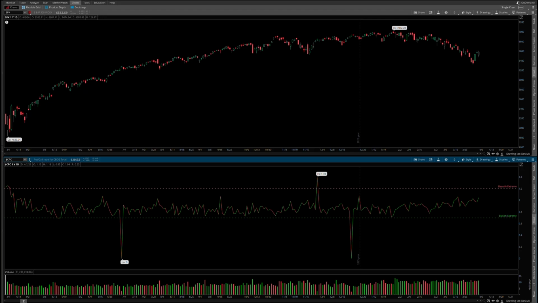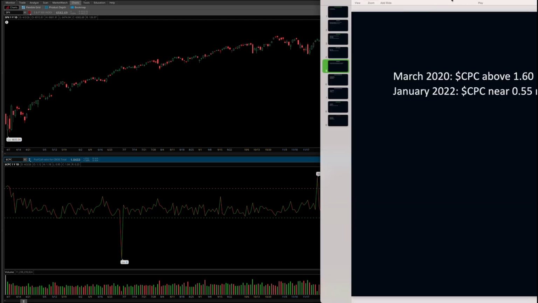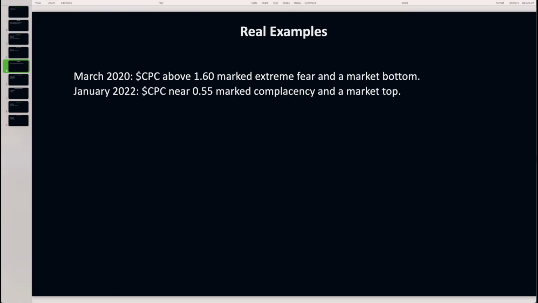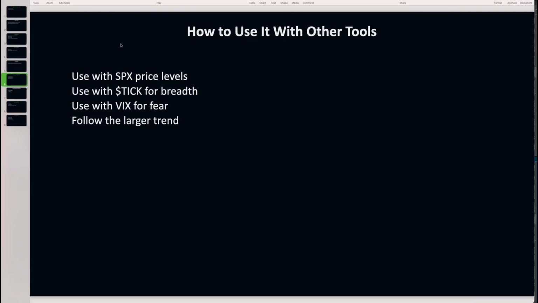So let's bring back my slides here. So other tools just to help you see it. Use SPX with price levels. Use tick for the breadth in the market throughout the day, what's going on in general. Use VIX for the fear.